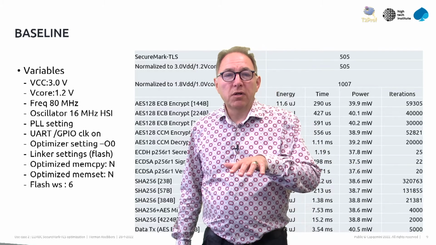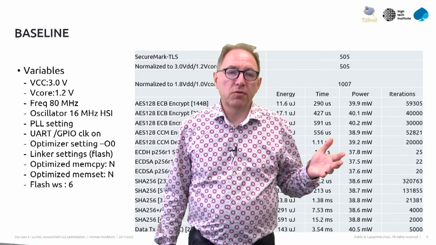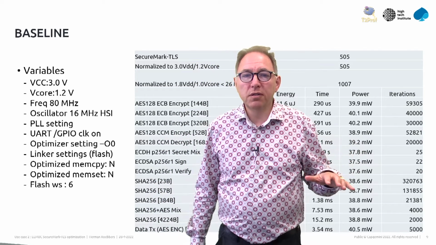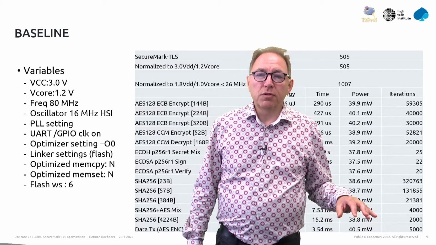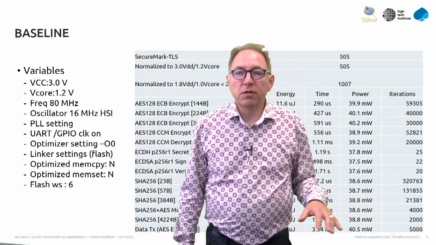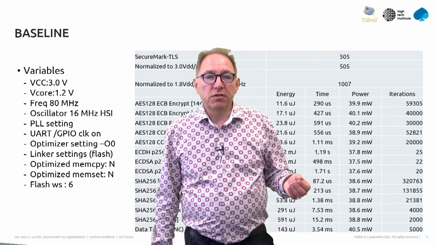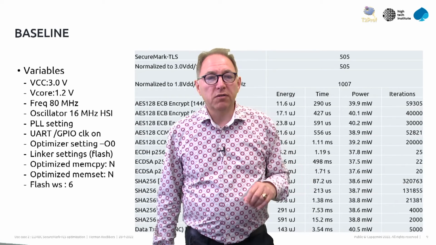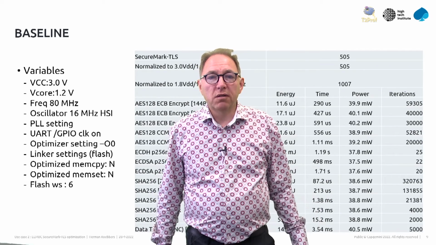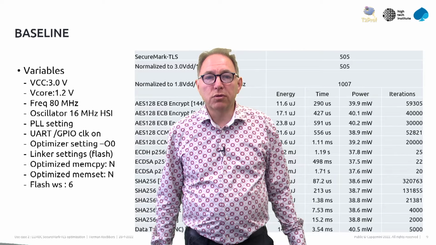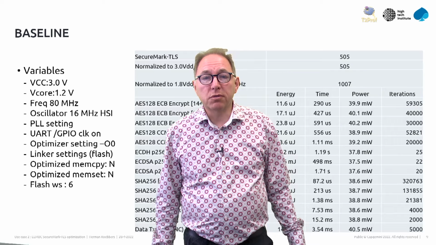The optimizer is set to -O0, so that means no optimization. The linker is configured to have all the code in the flash and the read-only data also in the flash. There is no optimized version of memcpy and no optimized version of the memset function, which is used to initialize memory, mostly to 0. And the flash is running at 6 wait states, so that means that the flash is way slower than the CPU. So this is what we start out with, and this is the score to beat, and preferably with as big a factor as possible.